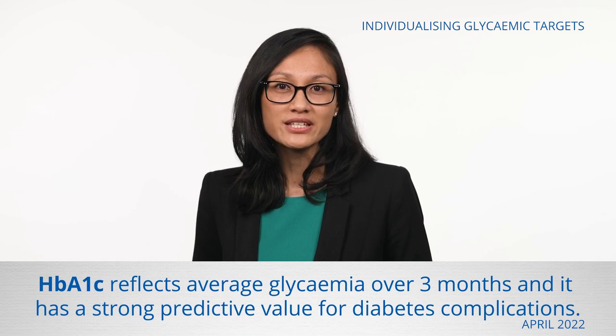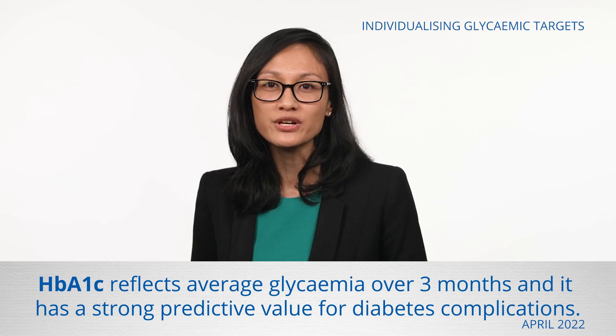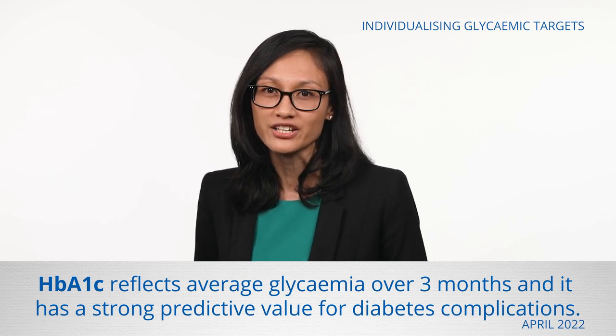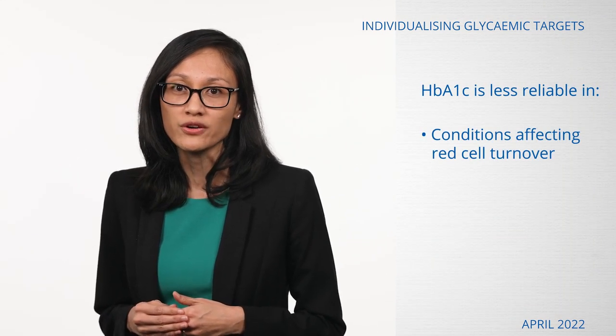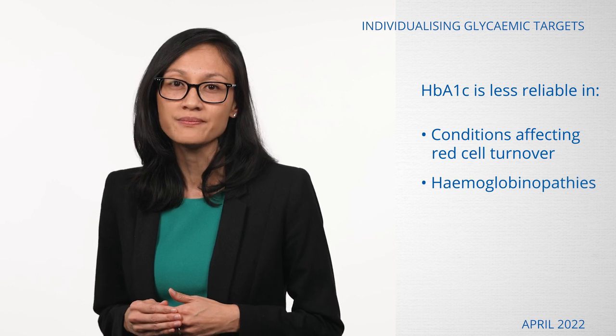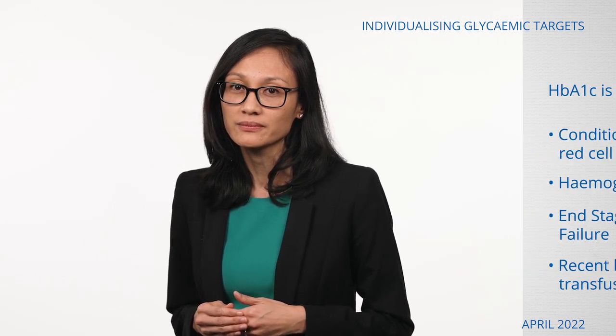Glycemic control can be assessed by HbA1c, capillary blood glucose monitoring, and continuous glucose monitoring, or CGM, often used in combination. HbA1c reflects average glycemia over 3 months, and it has a strong predictive value for diabetes complications. However, it may be less reliable in people with conditions that alter red blood cell turnover, or hemoglobinopathies, end-stage renal failure, or recent blood transfusion.